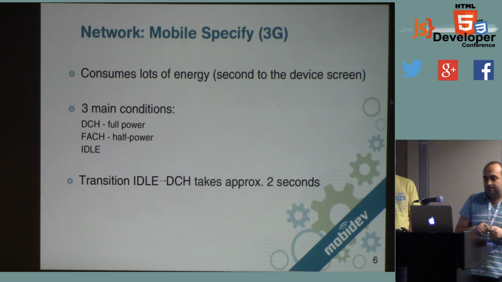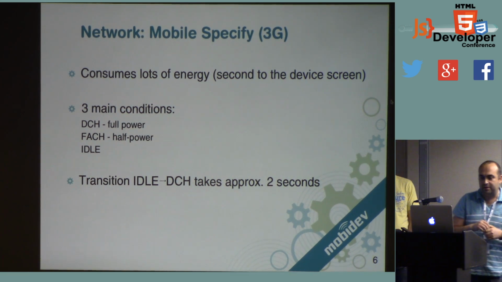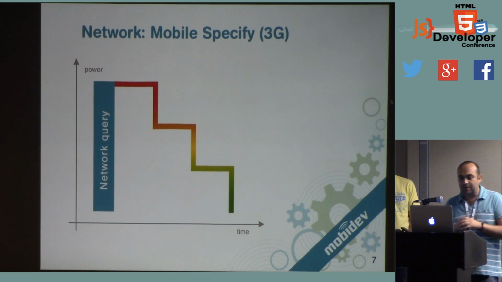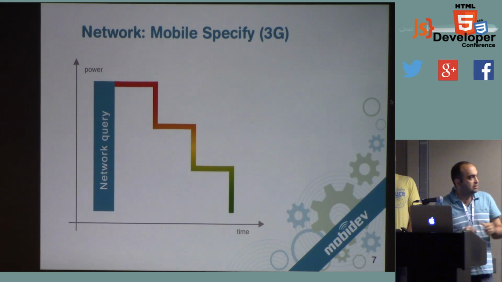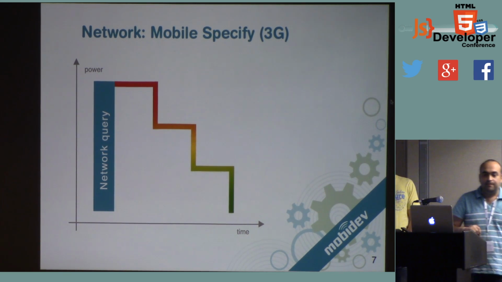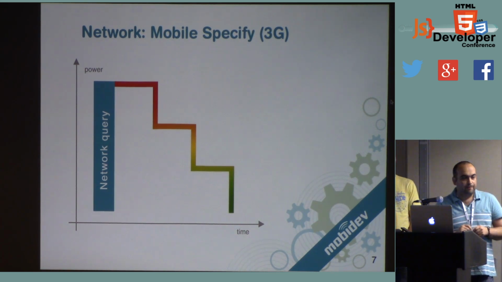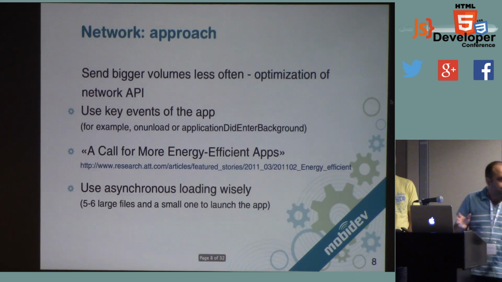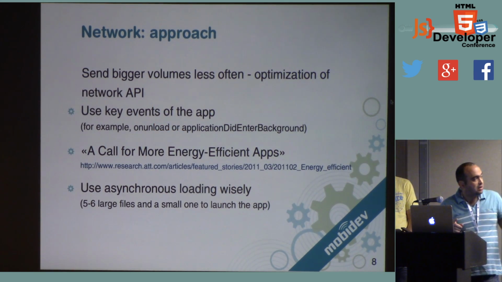And the transition between idle and DCH takes approximately 2 seconds. It leads to battery drain, because if you see on this chart, after your network query API, the transition to idle takes around 2 seconds.